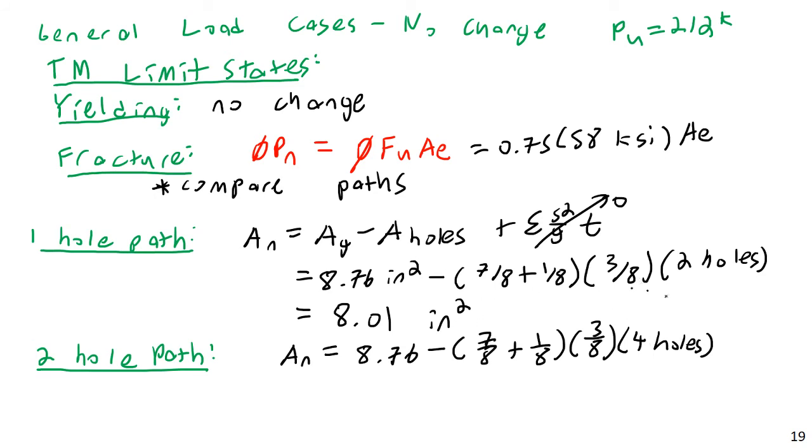And then plus our s squared over 4g, but here we only have one of them. Let me go ahead and just mark this as plus a summation of s squared over 4g, s squared over 4g here.